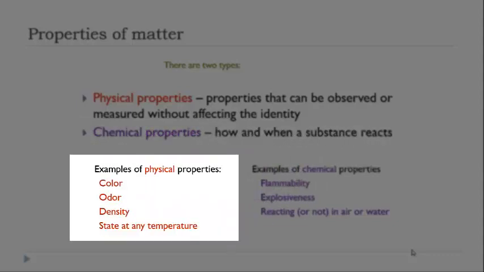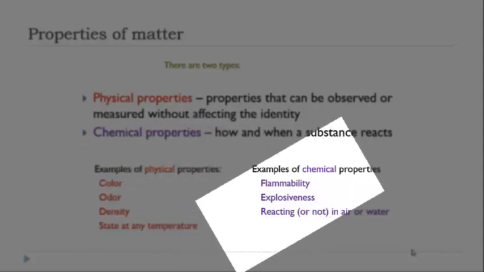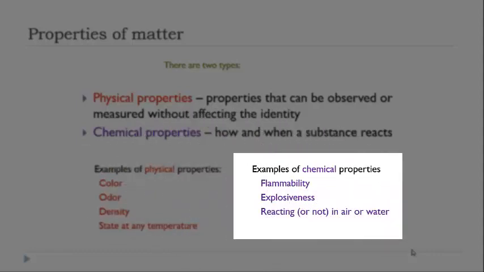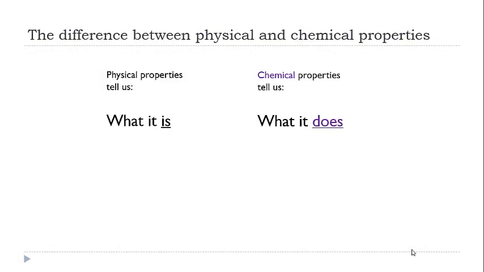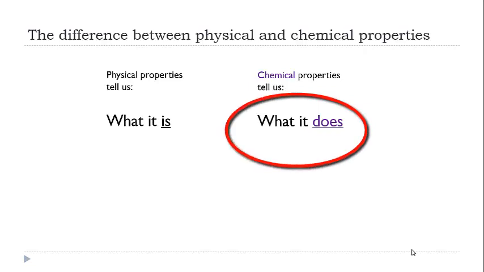So examples of physical properties are color, odor, density, what state it is at any temperature. Some examples of chemical properties are flammability. Does it burn? Does it explode? Does it react or does it not react in air or water or acid or base or anything else? The difference between physical and chemical properties are that physical properties tell us what something is, what is its identity, whereas chemical properties tell us what it does, how does it react.